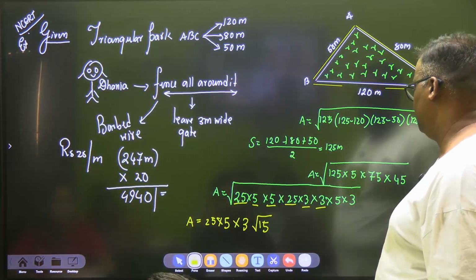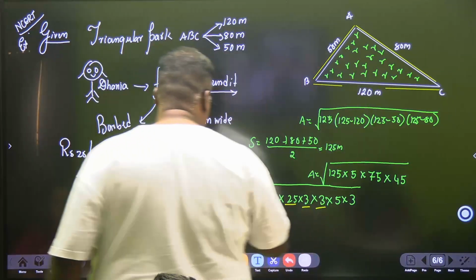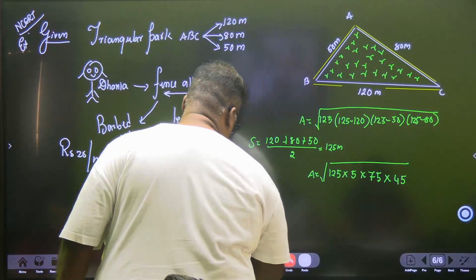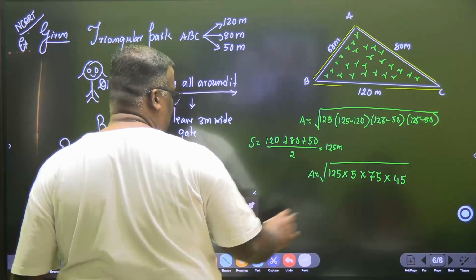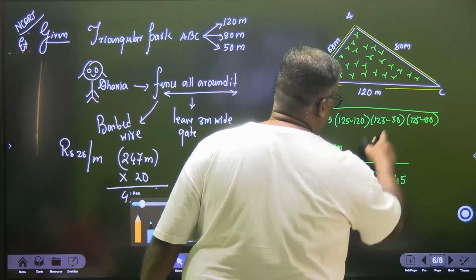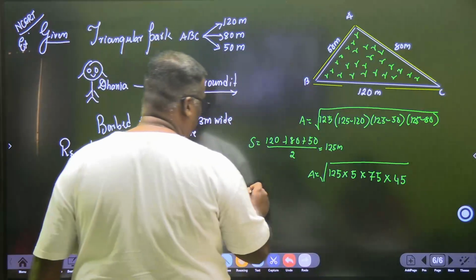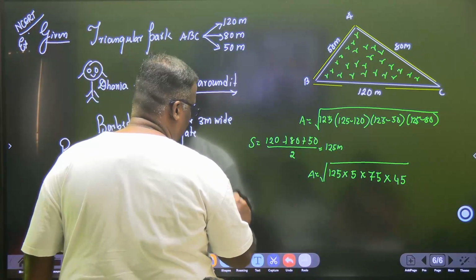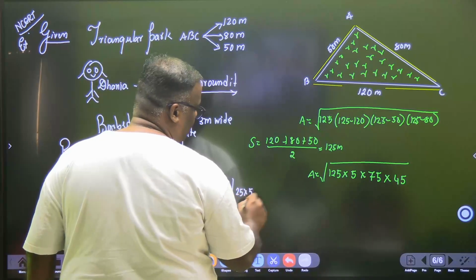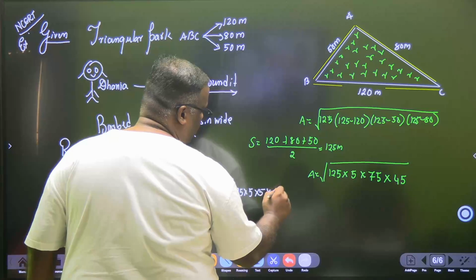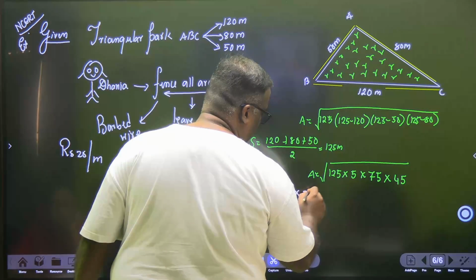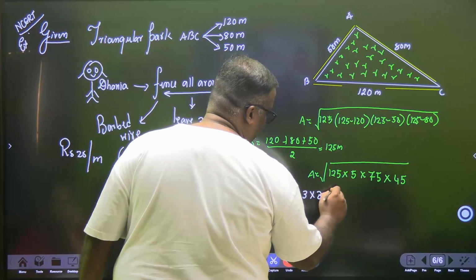How many 5s? I think there's some calculation error. Just check once again. 125, then 125 minus 120 is 5. 125 minus 50 is 75, and 125 minus 80 is 45. Let's break it. 125 is 25 into 5, then another 5. Then 25 into 3. Then 15 threes are 45, so 3 into another 15, which is 3 into 5.